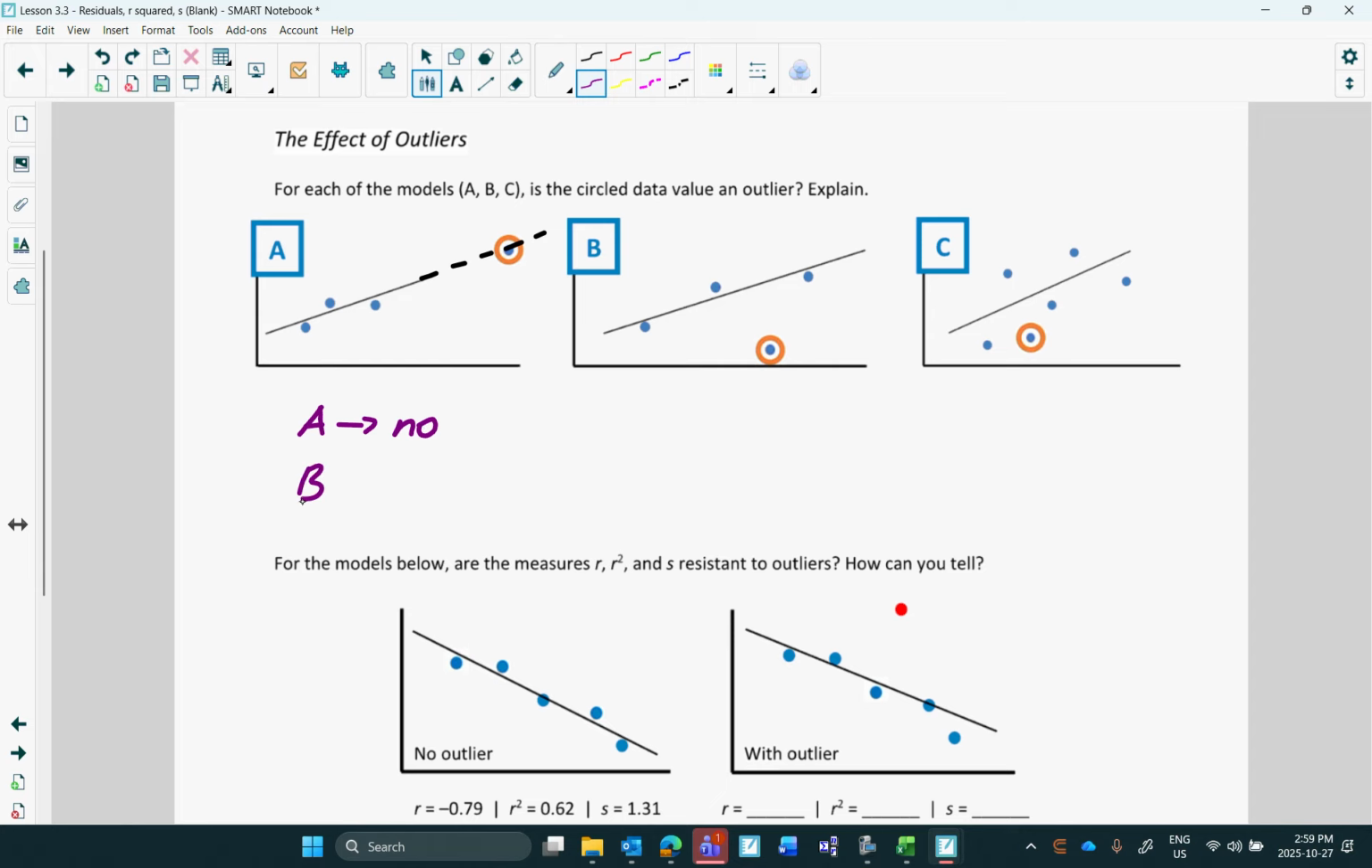B, yes, because compared to the three other points, that's quite a distance away. C, the technical math term would be iffy.